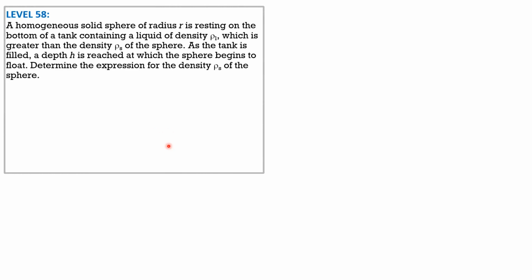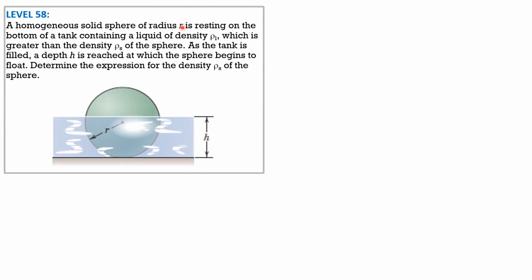Level 58. A homogeneous solid sphere of radius r is resting on the bottom of a tank containing a liquid of density rho sub L, which is greater than the density rho sub S of the sphere. As the tank is filled, a depth h is reached at which the sphere begins to float. So determine the expression for the density rho sub S of the sphere.